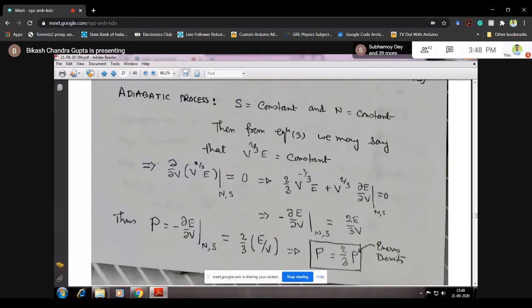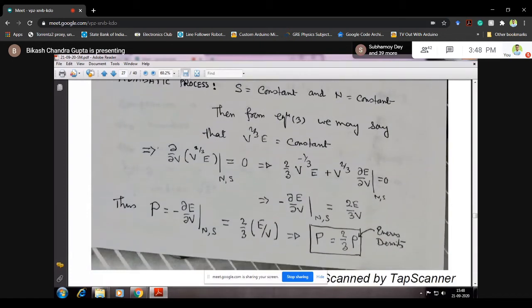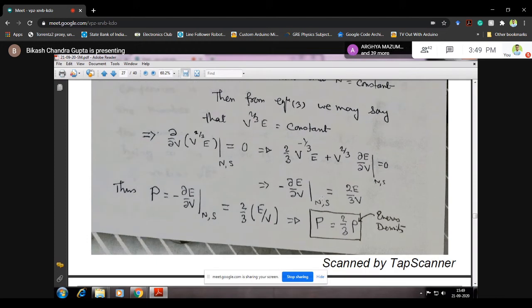So V to the power 2/3 is constant, and then if you take the derivative on both sides, this side is a constant, it will give you 0. On the other side, if you take the derivative with respect to V, it would be 2/3 V to the power -1/2 into E, plus the derivative of the second term, del E del V, and then S is 0. From this relation you get minus del E del V at N and S constant equals twice E by 3V, right?